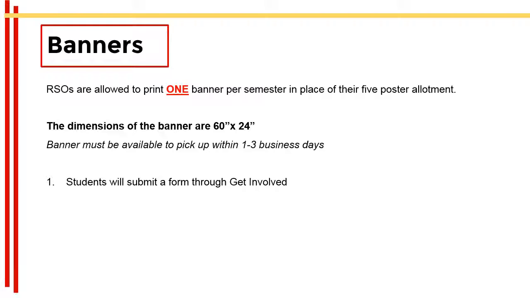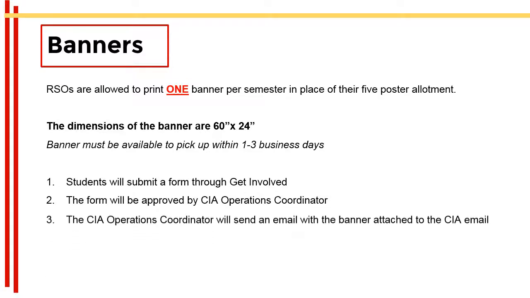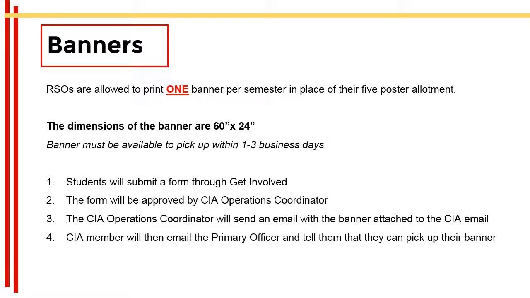So the students will submit a form through Get Involved. The form will be approved by the CIA Operations Coordinator. The CIA Operations Coordinator will send an email with the banner attached to the CIA email, and then the CIA member will then email the primary officer and tell them that they can pick up their banner.